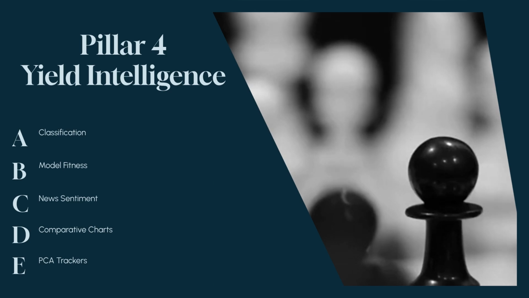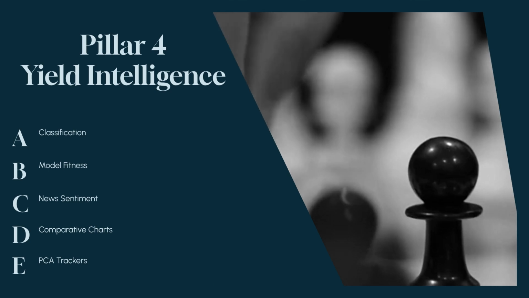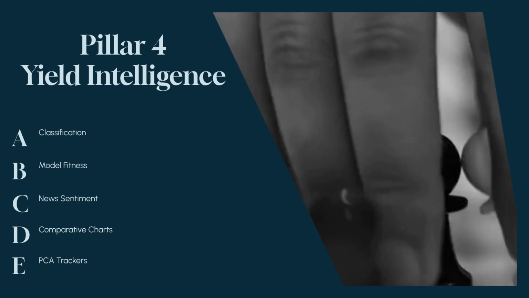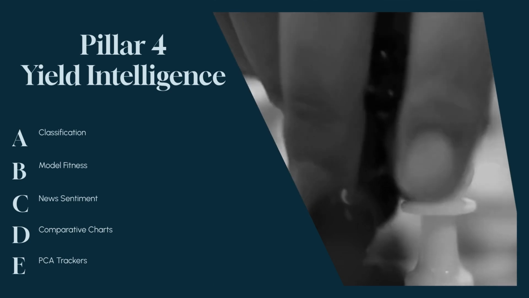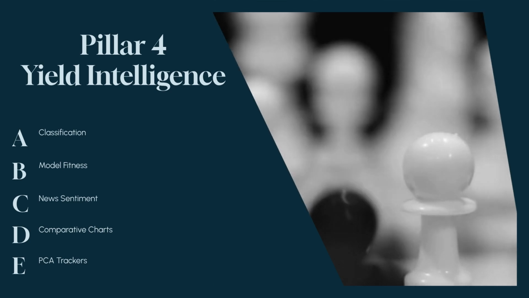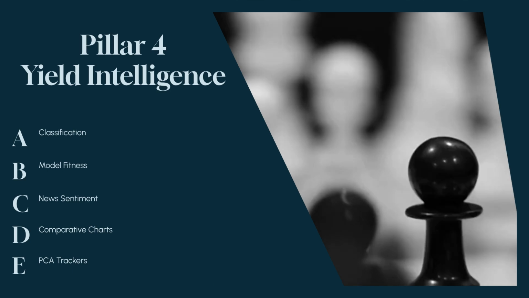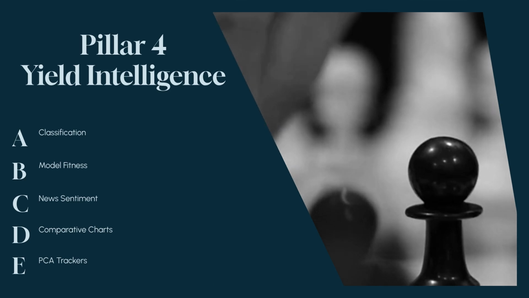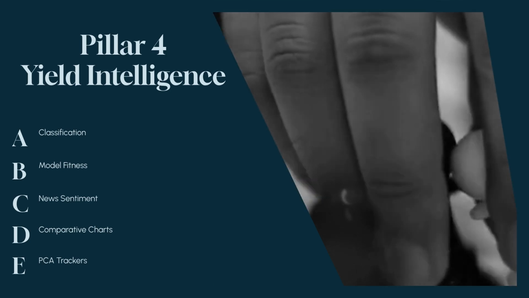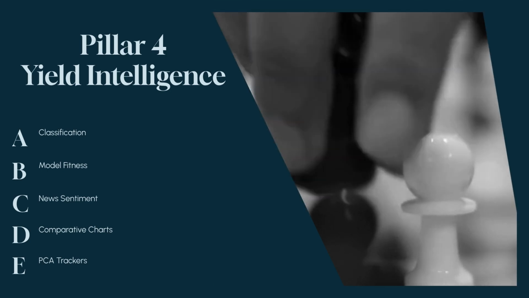D. Comparative charts let users compare multiple forecasts side by side across scenarios and maturities based on the same time steps. E. PCA tracker breaks down yield curve changes into PC1, PC2, and PC3 so users can pinpoint what's driving movement. Yield Intelligence is the insight layer of the Quantum Yield platform, designed to bridge AI-driven forecasts with real-world understanding.